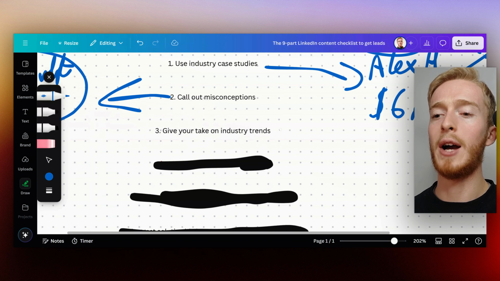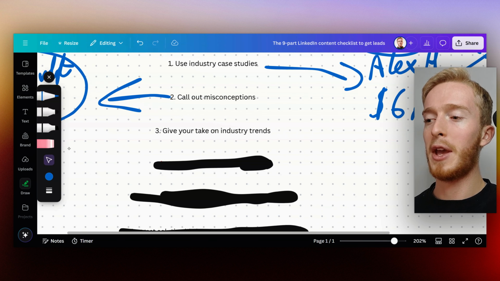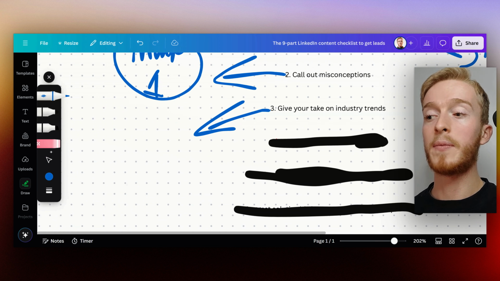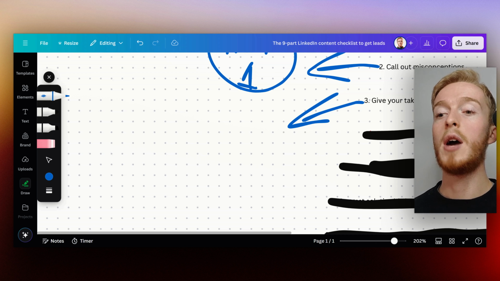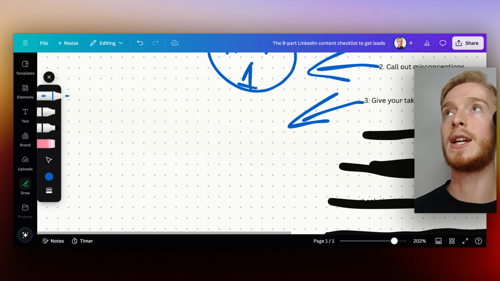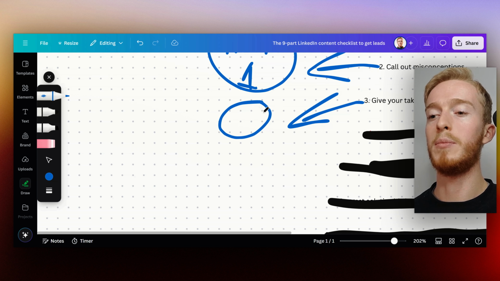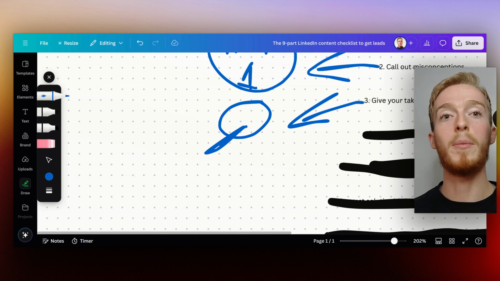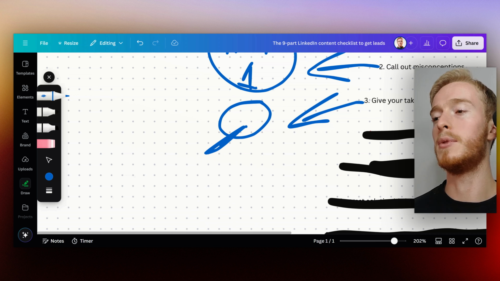A third thing, or really the last thing with this, is giving your take on industry trends. This is different from the case studies, because this isn't so much results, but more the trends that are going on. For example, for LinkedIn, a trend at the moment is people saying that you should be commenting for reach. You should be commenting to build your brand and attract people and such.